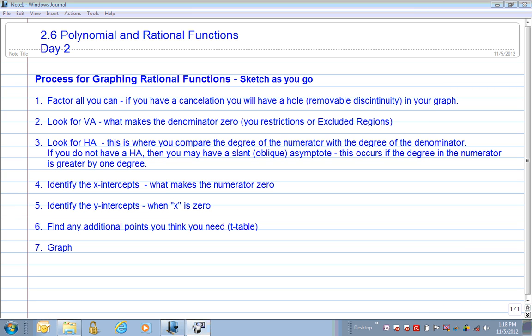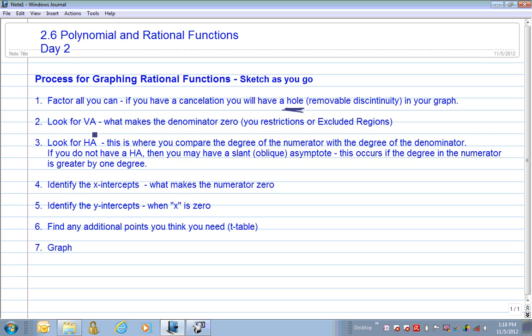Process for graphing rational functions. 1, we're going to factor everything that we can. And if we have a cancellation, we'll have a hole in the graph. Also, a hole is often referred to as a removable discontinuity. I think that we will just probably call it a hole in the graph in here.